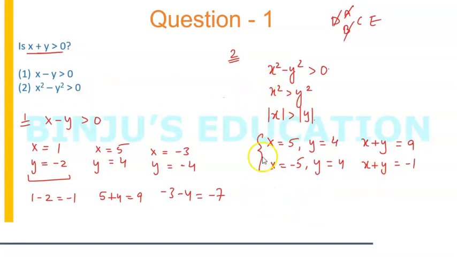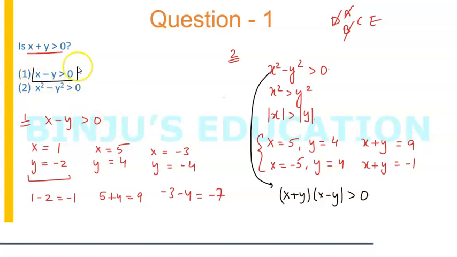For the second statement, x square minus y square greater than 0, I can use the algebraic identity, a square minus b square is a plus b into a minus b, and rewrite this as x plus y into x minus y is greater than 0. Now from statement number 1, we have x minus y as positive.